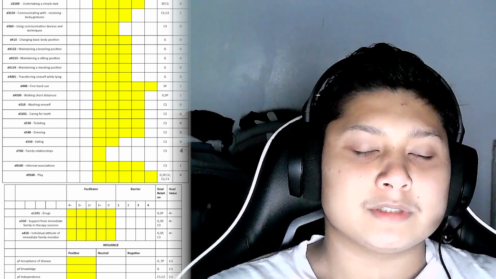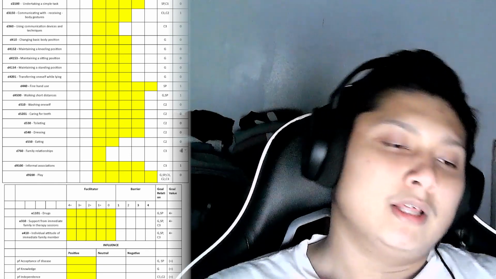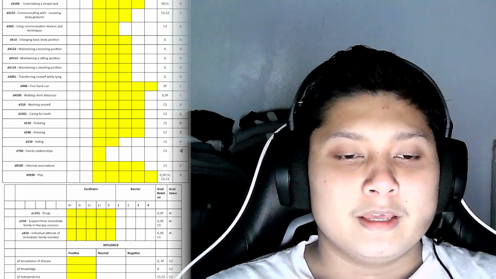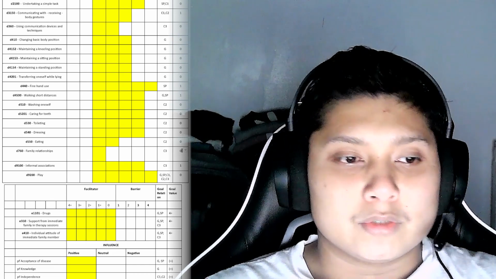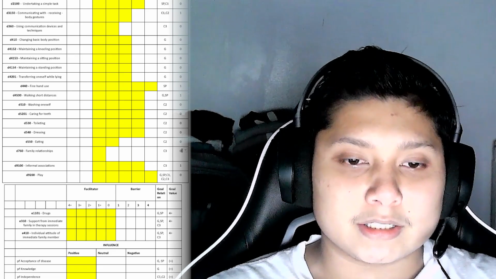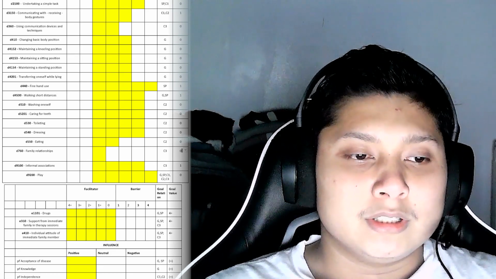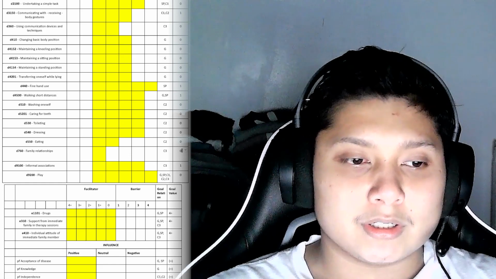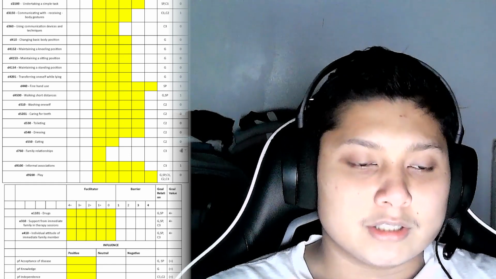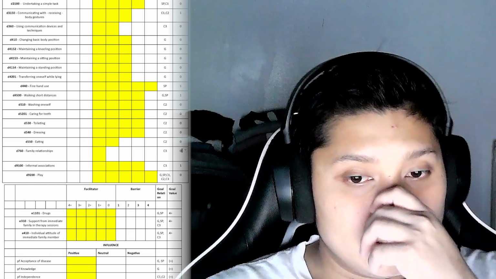D4153, maintaining a sitting position, graded as 2, goal was 0. D4154, maintaining a standing position, graded as 2, goal was 0. D4201, transferring oneself while lying, graded as 2, goal was 0. D440, fine hand use, graded as 4, goal was 1. D4500, walking short distances, graded as 3, goal was 1.